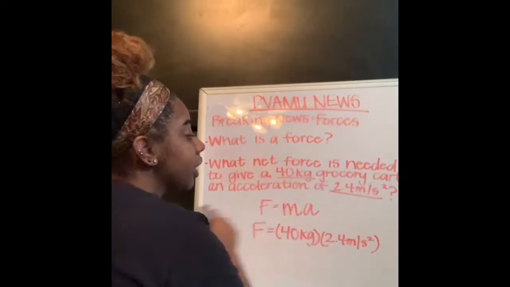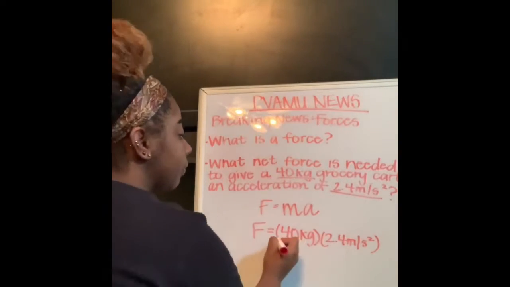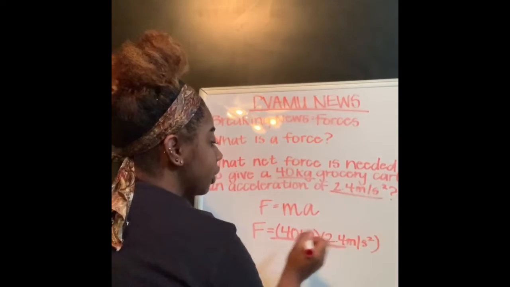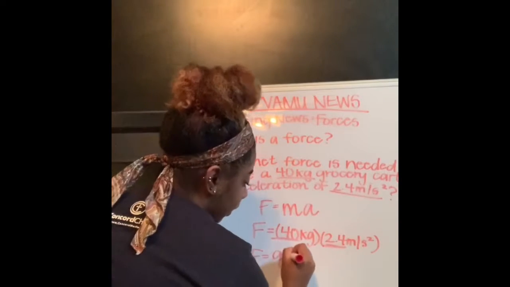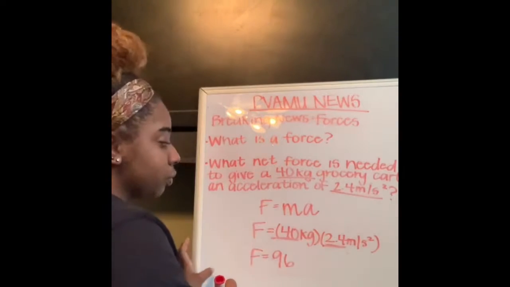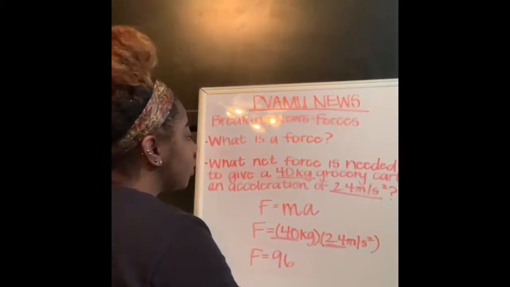Since the m and the a are next to each other, we're going to be multiplying. So 40 multiplied by 2.4 gives us 96. But since we're talking about force, our units will be in newtons.